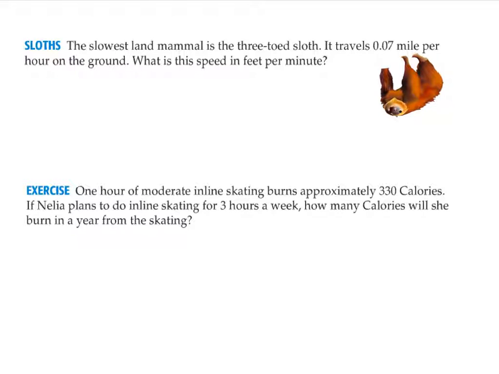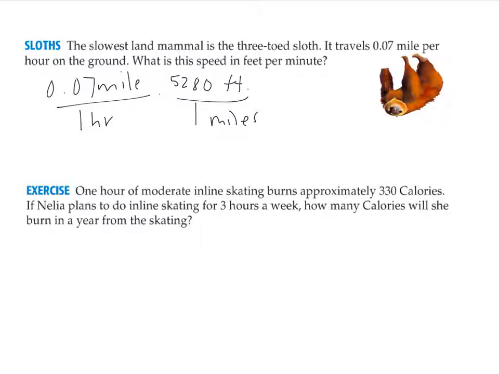So there's a little picture of a sloth right there to show how they travel. So I'm going to start with 0.07 miles per 1 hour, and I need to get to feet per minute. So let's change right now miles to feet. So I need miles to be in the denominator, and I want feet to be in the numerator. So how many feet are there in 1 mile? 5,280 feet in 1 mile.